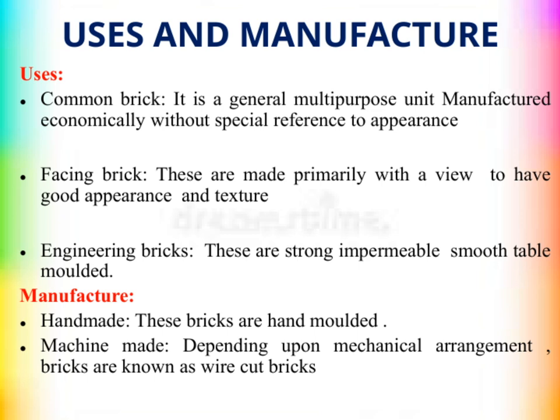Now, moving on to manufacture methods, handmade bricks are crafted by hand molding, which can give a more traditional or artisanal quality. On the other hand, machine-made bricks depend on mechanical processes, such as wire cutting, which allows for mass production and uniformity. Understanding these different types and manufacturing techniques helps us choose the right brick for each specific application, aligning with the overall goal of building strong, durable, and aesthetically pleasing structures.